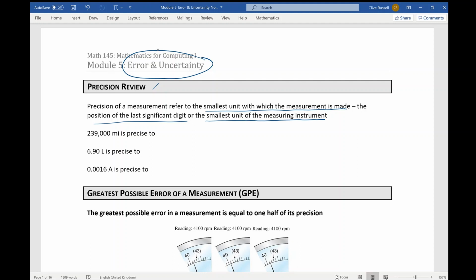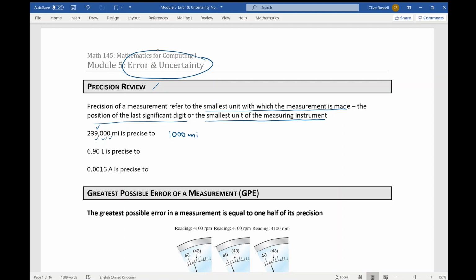We have 239,000 miles. So that's precise to this place value, which is in the ones, tens, hundreds, thousands. So it's precise to 1,000 miles.